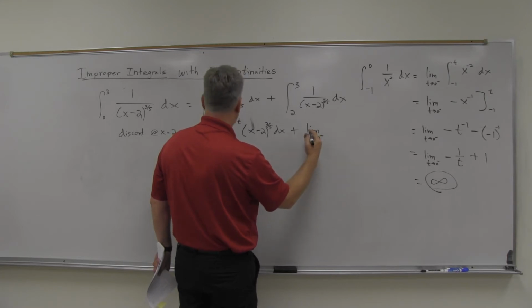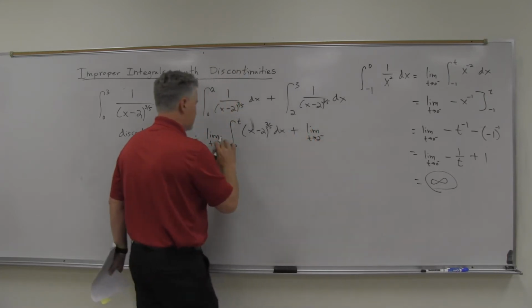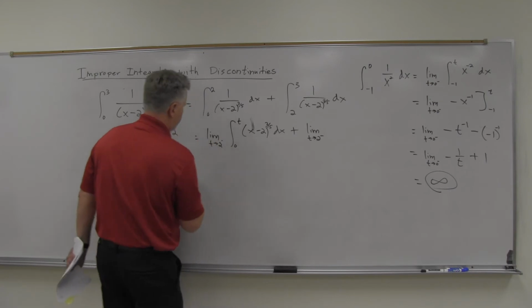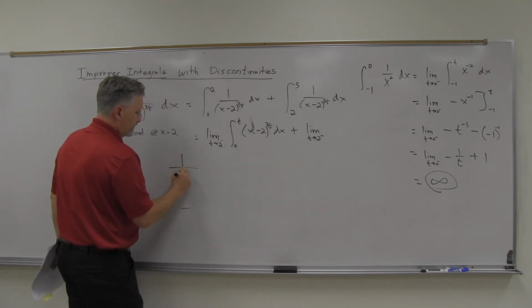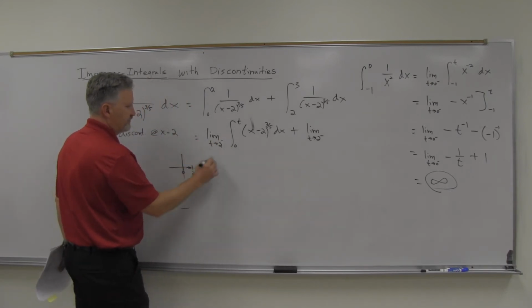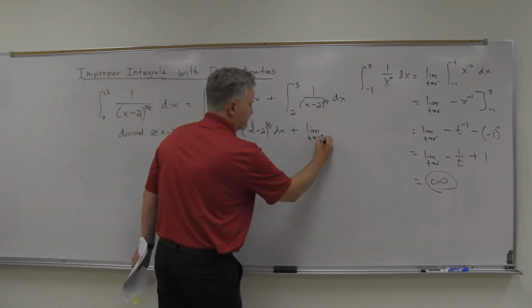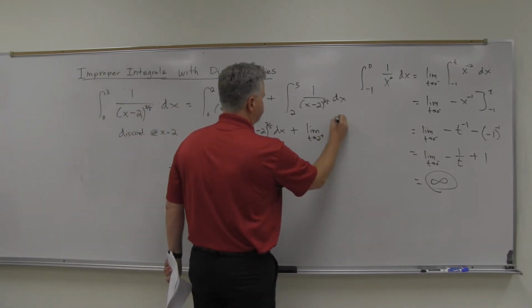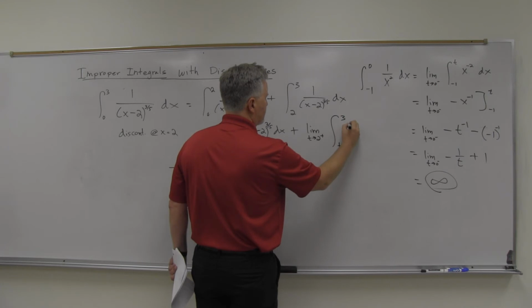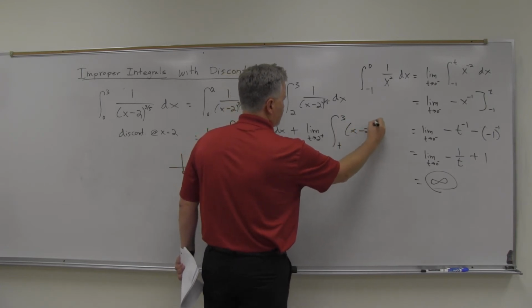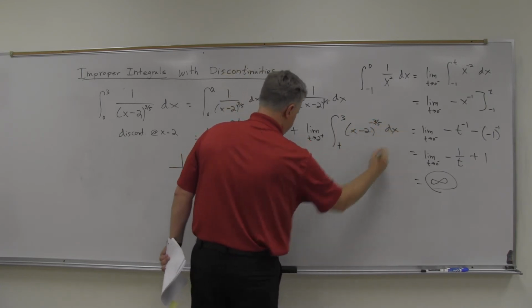Or did I do that backwards? Yeah, I did it backwards. This is, yeah, should have drawn it. So I'm going 0 to 2, so yeah, I'm approaching 2 from the left here. And then this is approaching 2 from the right. Thank you. So that'd be t to 3, x minus 2 to the minus 3/5. So we'll just do power rule there.